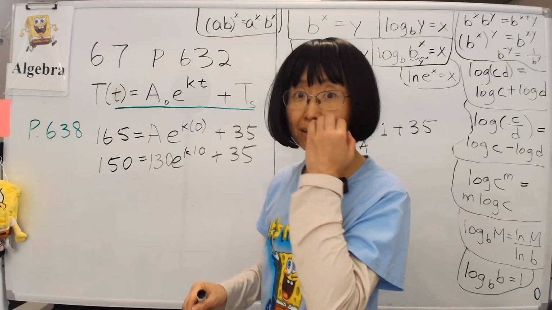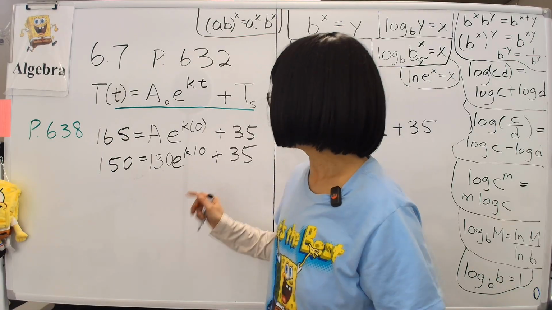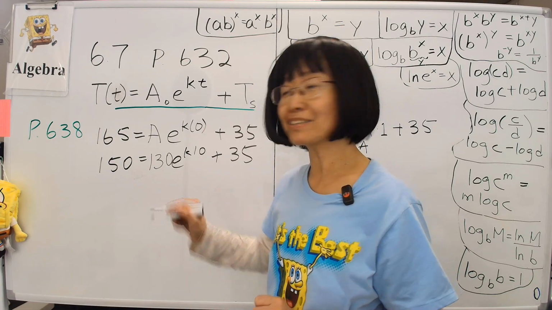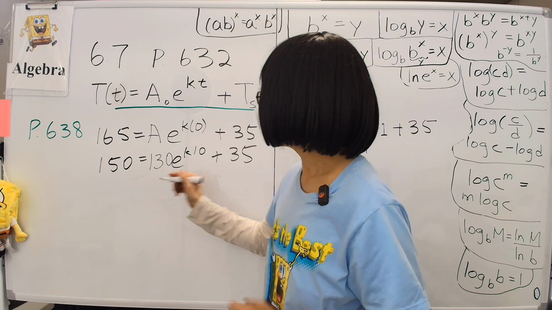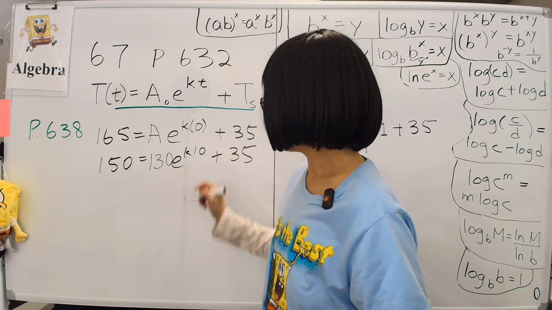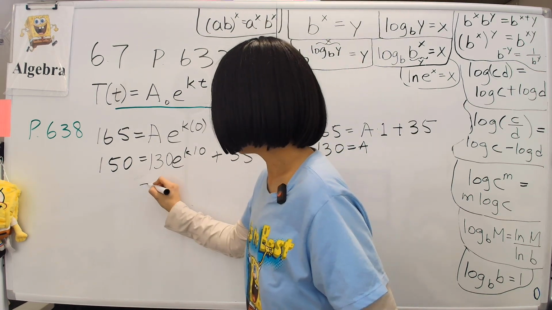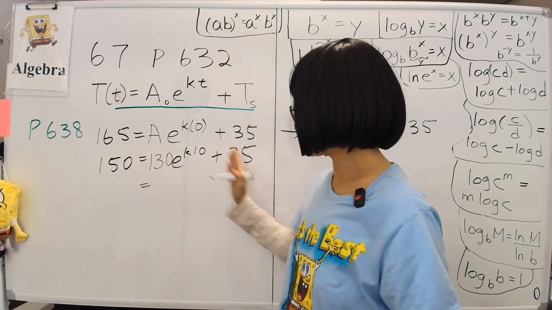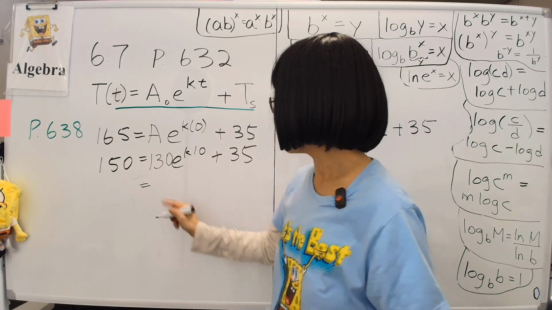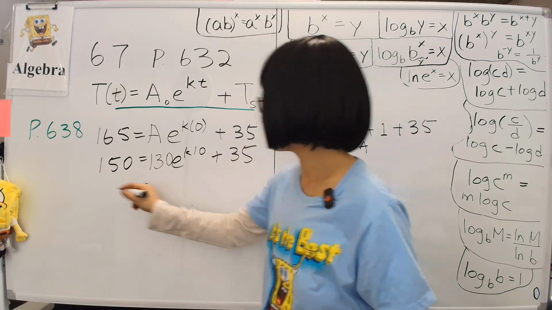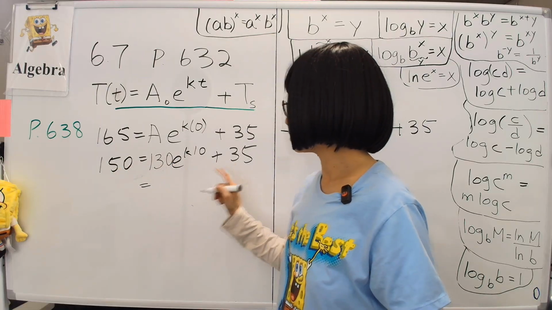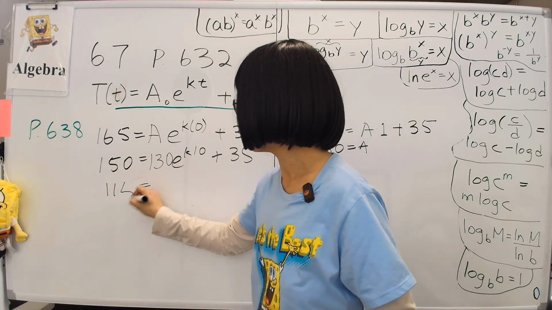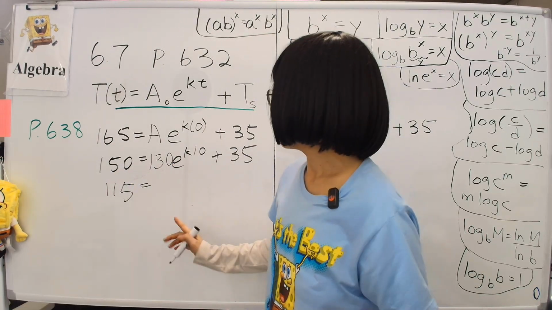Actually, I don't know if that's our purpose, but solving for k will get us very close to what we're looking for. So let's solve for k. To solve for k, as we have been doing, we kick the 35 to the other side. That becomes 150 minus 35, which should be 115, right? Yeah, and I hope so.